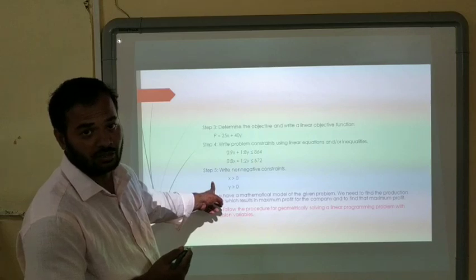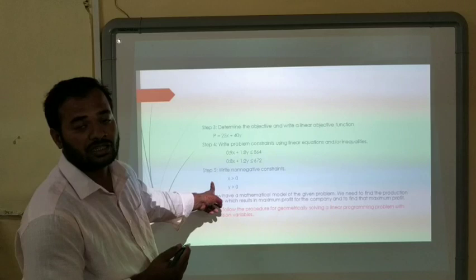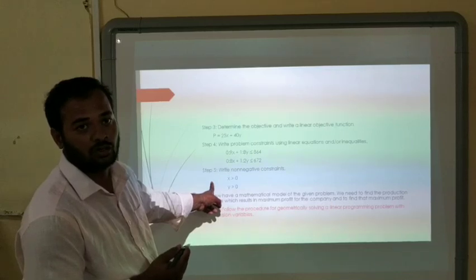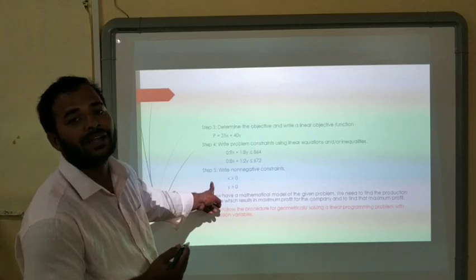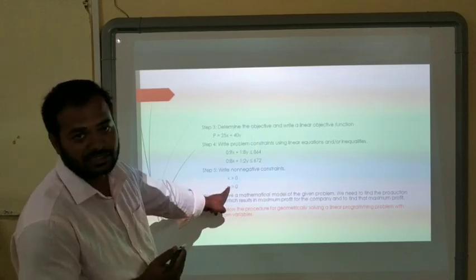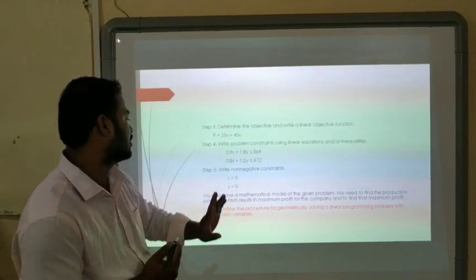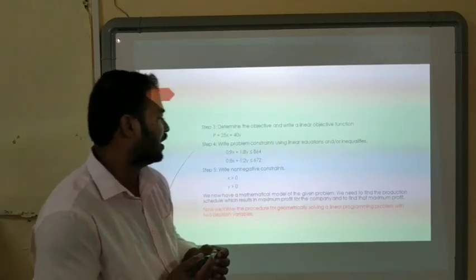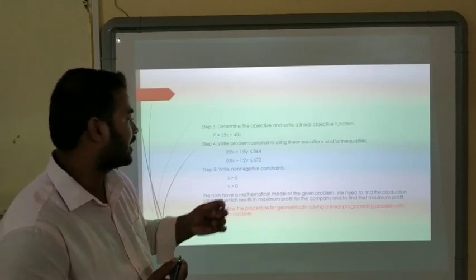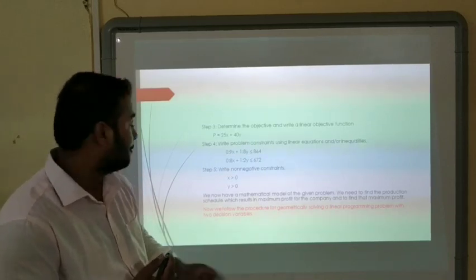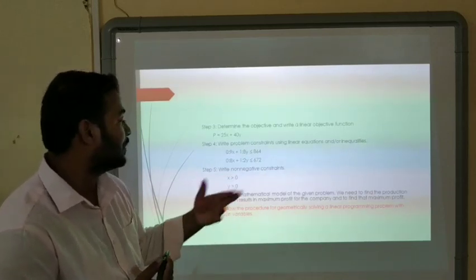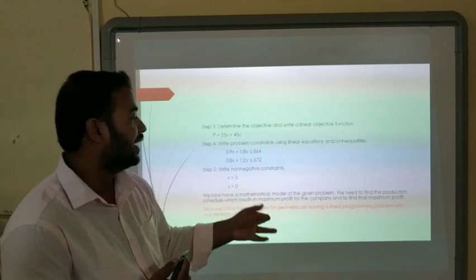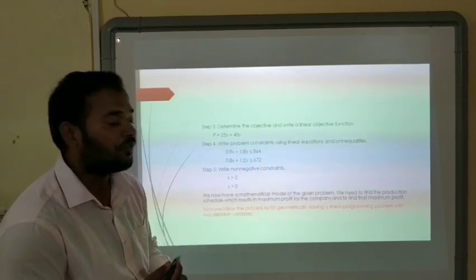In step 5, we determine that x and y are greater than 0, because in a linear programming problem the variables should not be negative. Hence x is greater than 0, y is greater than 0. We now have a mathematical model of the given problem. We need to find the production schedule which results in maximum profit for the company, and to find the maximum profit.